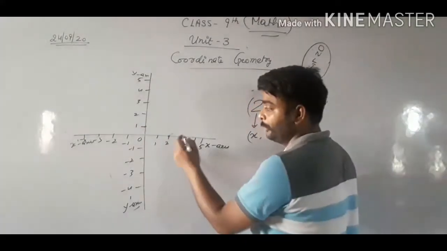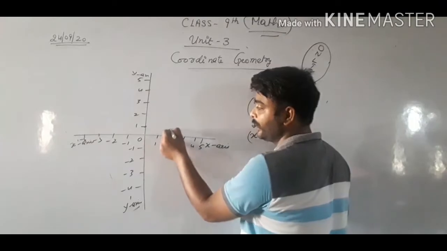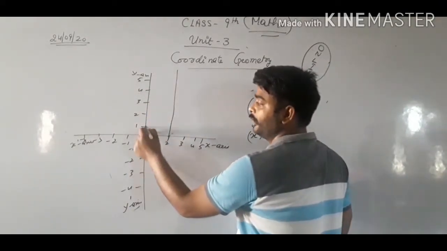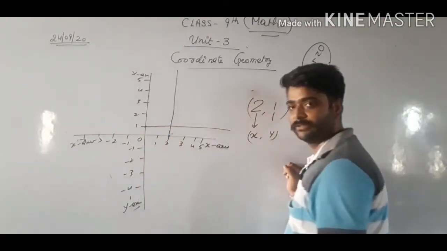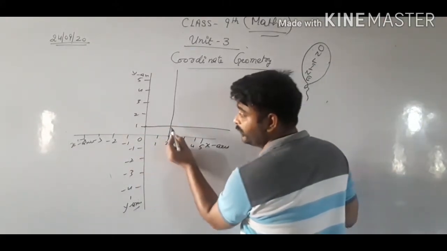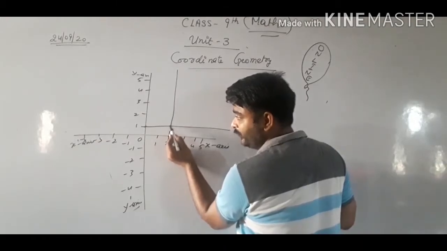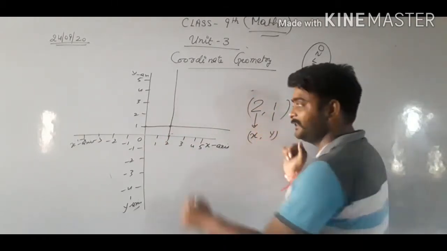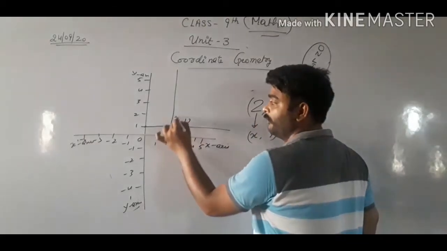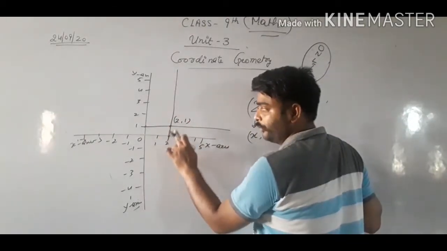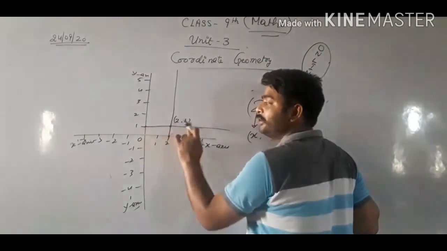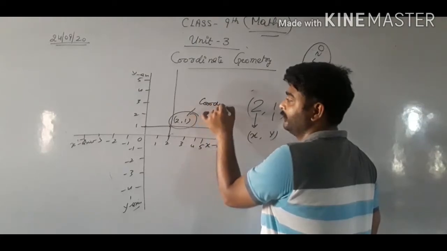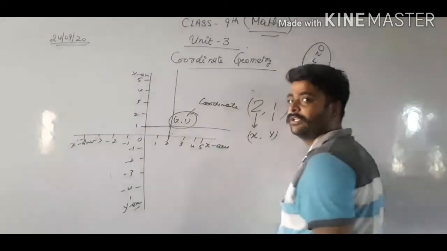So class, from the point 2, draw a line parallel to the y-axis. Now from the point 1, draw a line parallel to the x-axis. Now look at where they intersect. The point where they intersect is named as 2 comma 1, as x is 2 and y is 1. That is known as a coordinate.